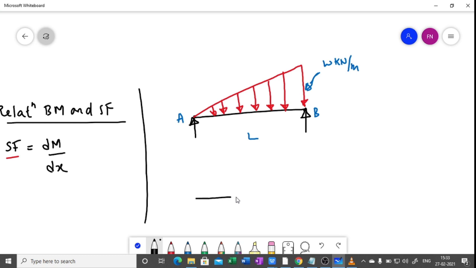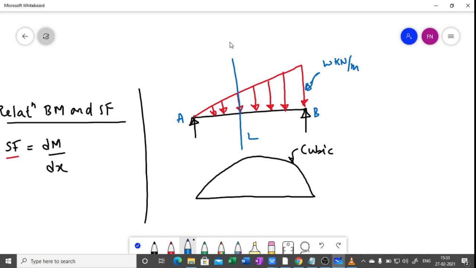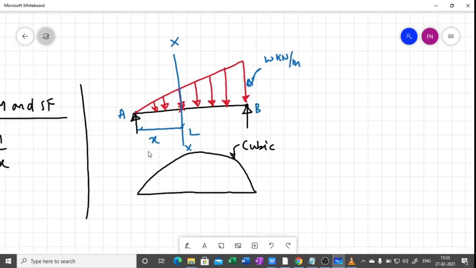When you draw the bending moment diagram, the nature of the curve will be cubic. It is not parabolic, it is cubic. So why is it cubic? We will try to understand. Again we will take a section XX at a distance x from A. At this particular point we will find the moment and see whether we are getting a cubic equation or not.